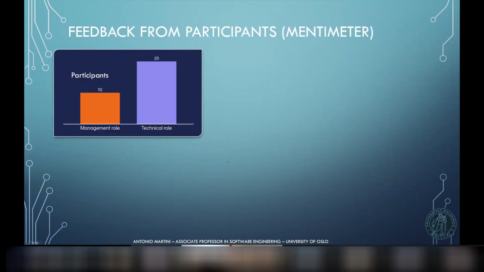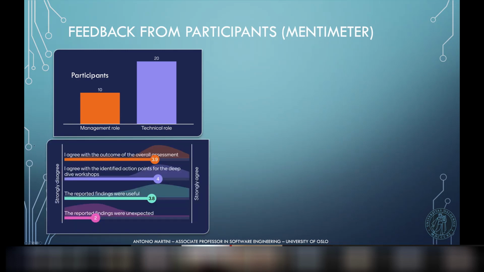So last slides, we actually asked the feedback from participants. We used Mentimeter. We had 10 management roles and 20 technical roles participating in the follow-up workshop that participated in this assessment. So after we did the survey, after we presented the results, after we discussed the improvements, we actually asked, okay, was this actually useful for you? And we did this in one of the companies. We plan to do that also on the other one, and we will see what happens there.